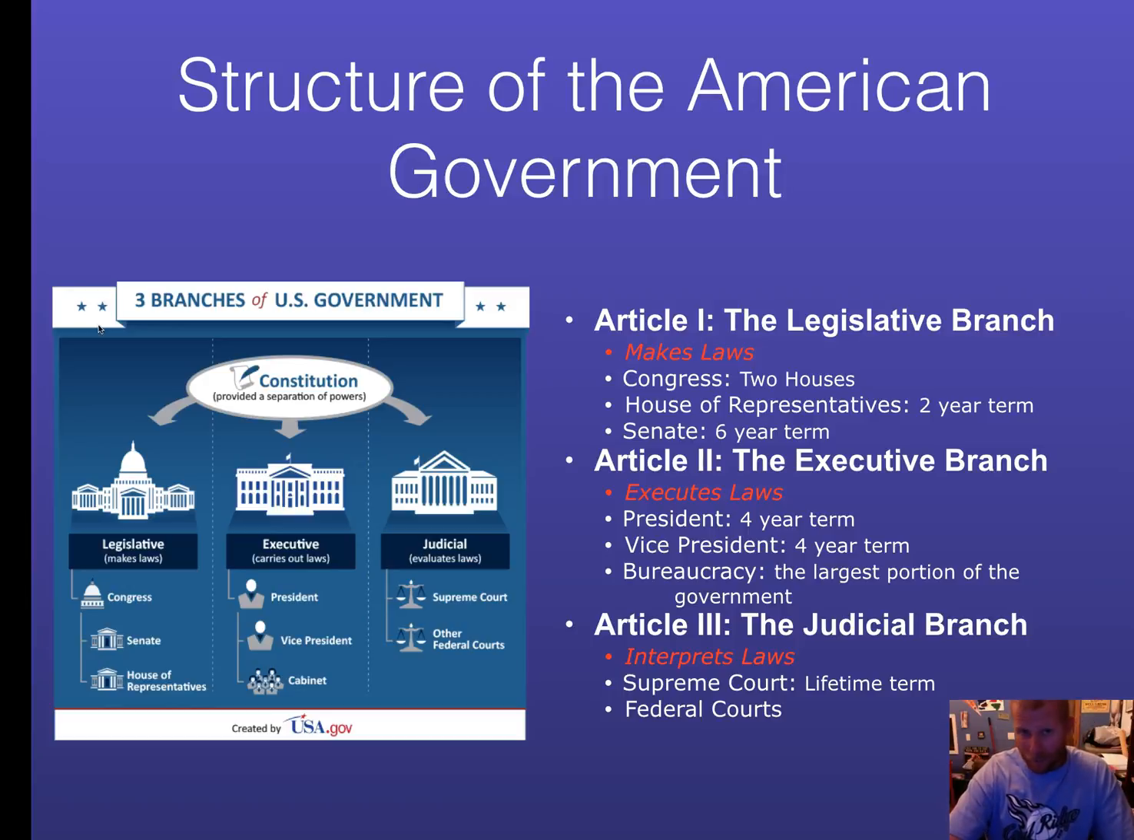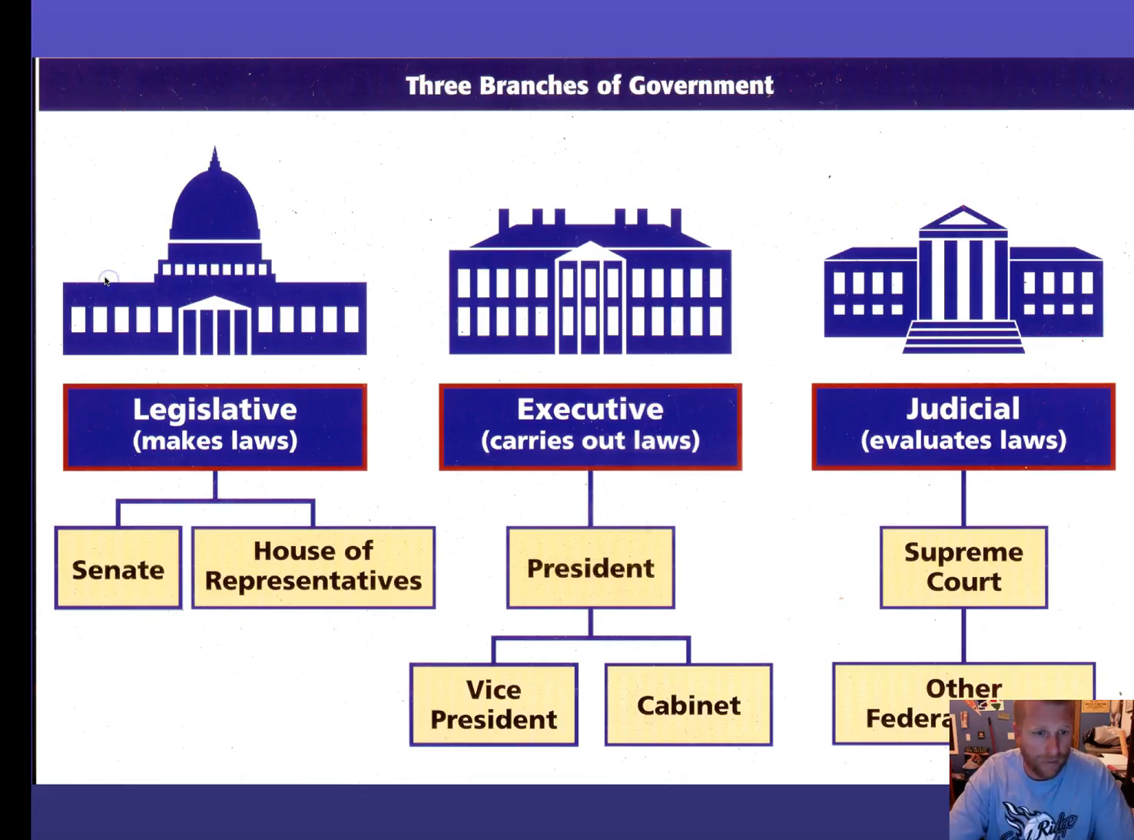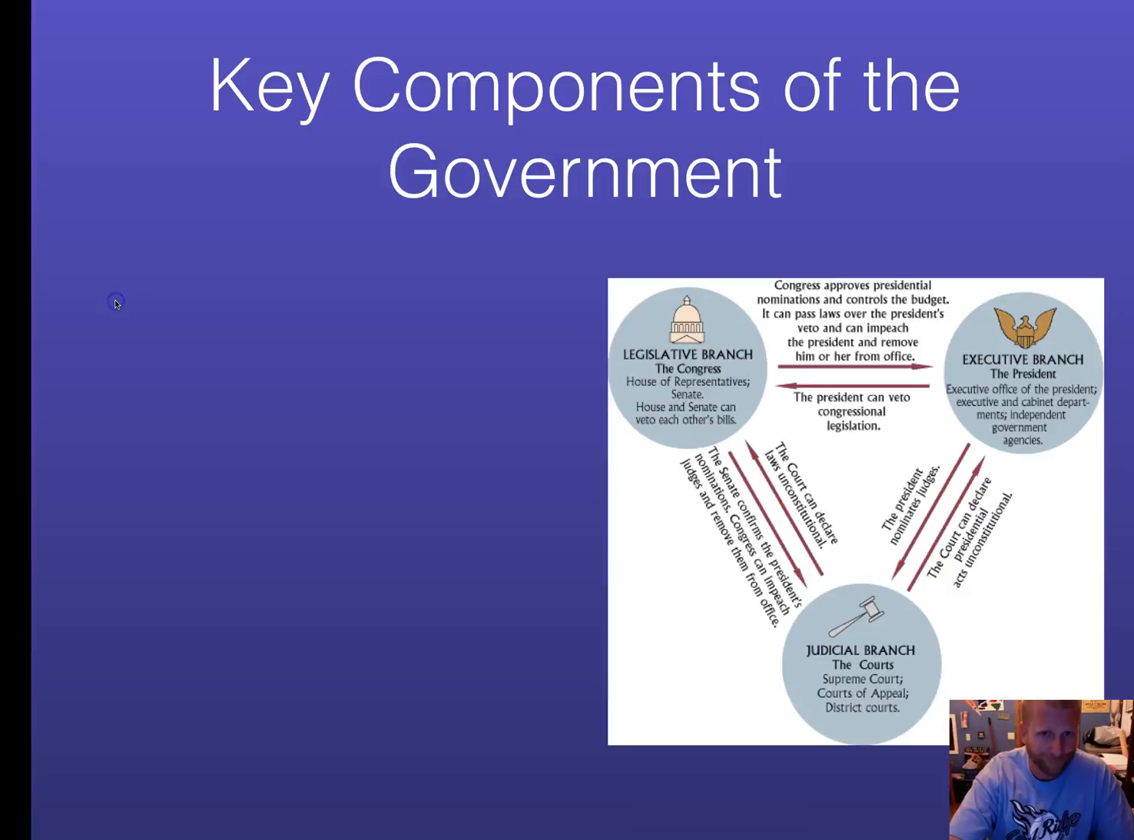The state governments have a state legislature. They have a governor who's the executive branch. They have state courts. You can go all the way down to your local town or city. You have a city council or a board of trustees, which is the legislative branch. You have a mayor who's the executive branch, and you still have town judges and all that stuff. So here's a little visual representation of all the stuff that's going on.